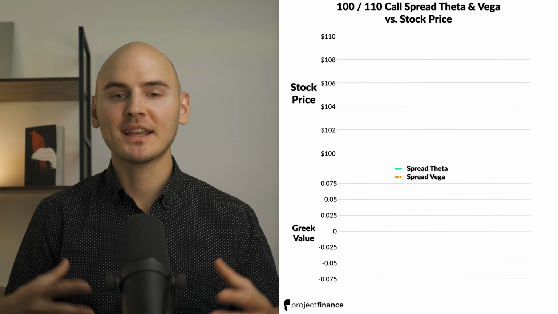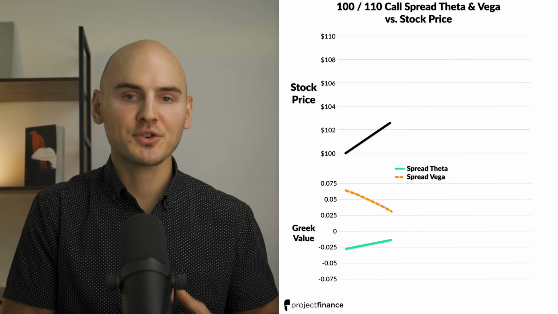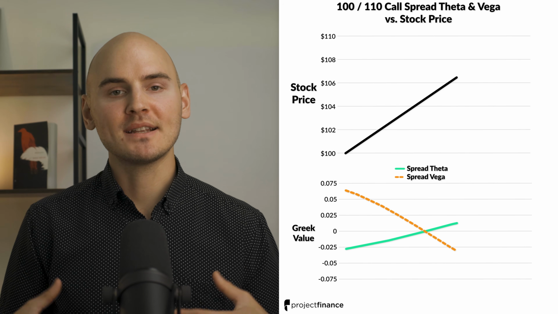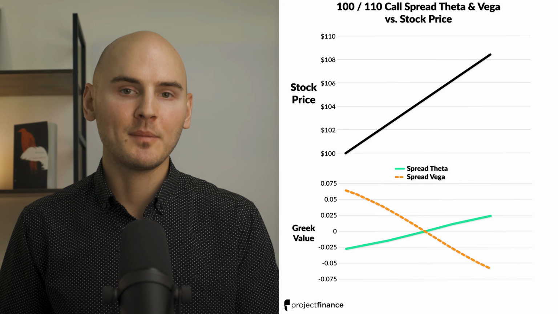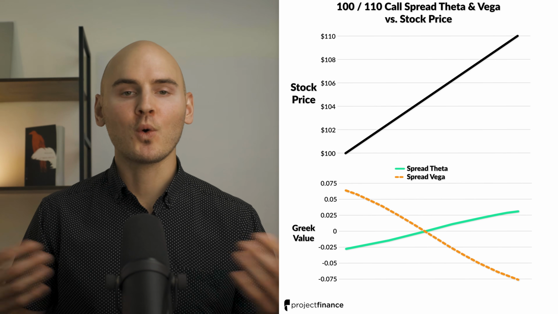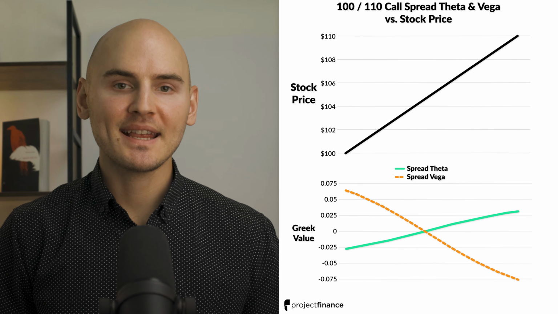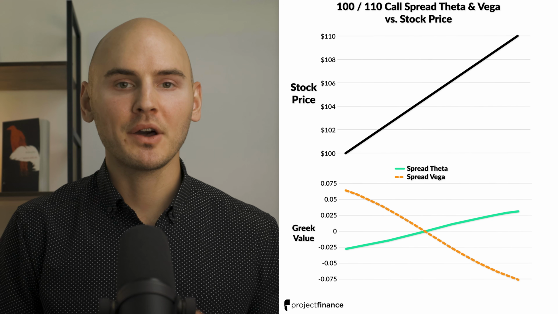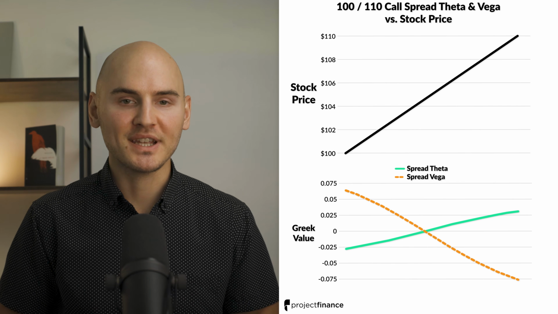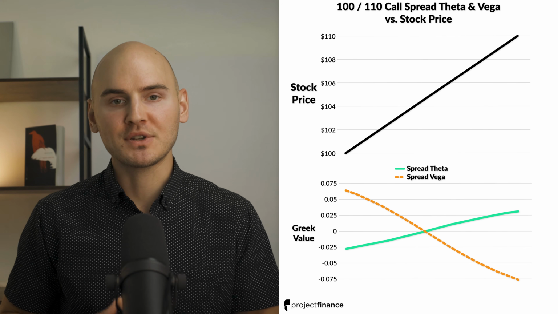As we can see in this graphic, if the stock price is at $100, which is the long call strike price, the spread has negative theta and positive Vega, which means it will lose value from the passage of time, and it will gain value from increases in implied volatility or lose value from decreases in implied volatility. But as we can see, the theta and Vega position of this call spread does not remain constant. The Greeks actually flip positions as the stock price increases towards that higher call option strike price.